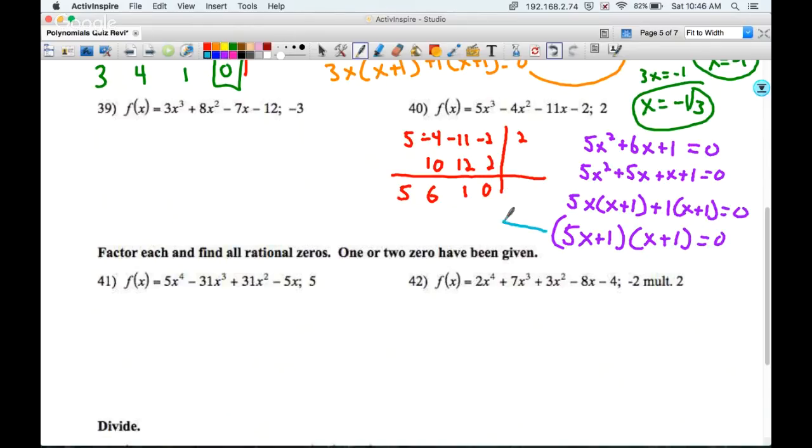This gives me the roots -1/5 and -1. All right.